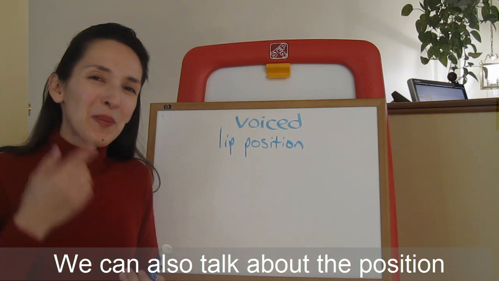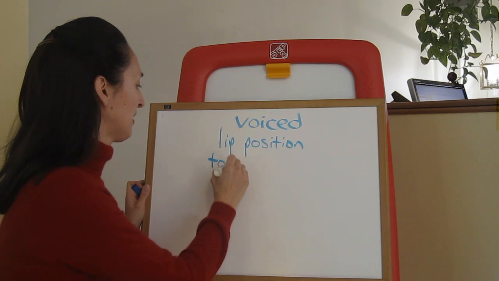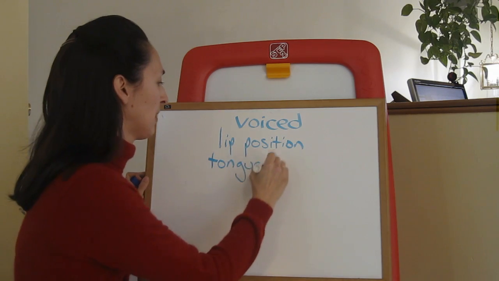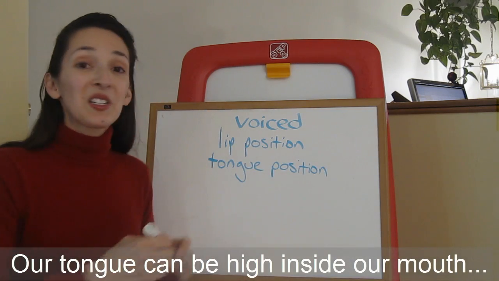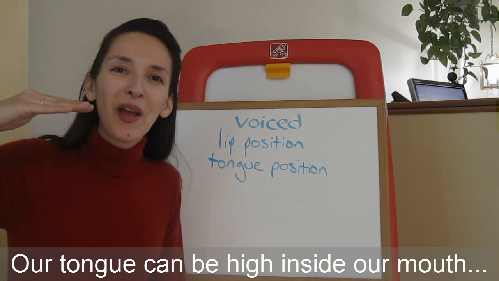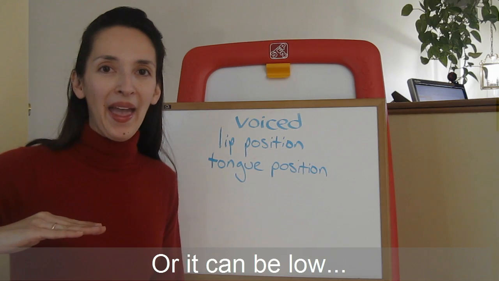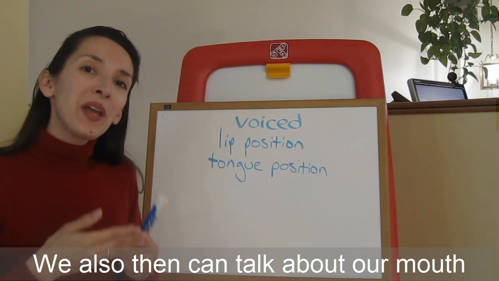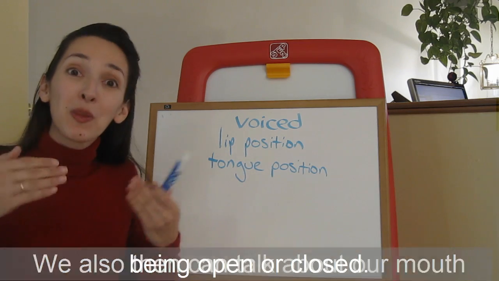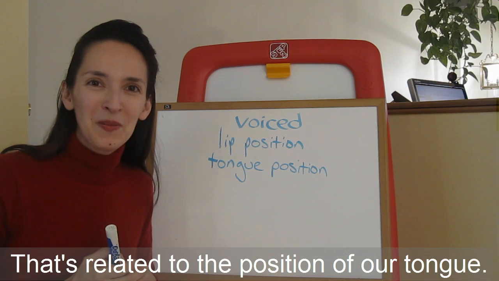We can also talk about the position of our tongue. Our tongue can be high inside our mouth, e, or it can be low, ah, or it could be somewhere in the middle, uh. We also then can talk about our mouth being open or closed. That's related to the position of our tongue.